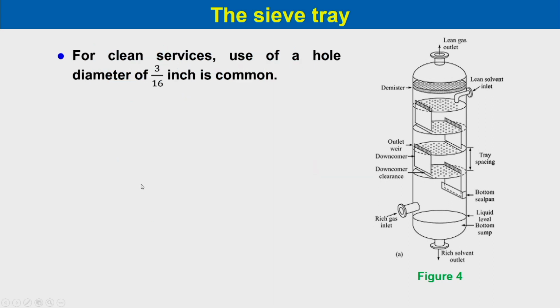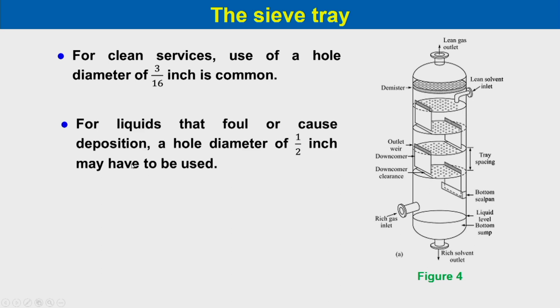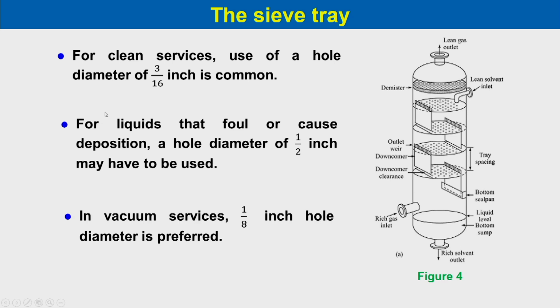For clean services, a hole diameter of 3/16 inch is very common. For liquids that foul or cause deposition, a hole diameter of half inch may have to be used. So, if the liquid may clog or foul the tray holes, then larger size holes may be used. In vacuum services, 1/8 inch hole diameter is preferred.